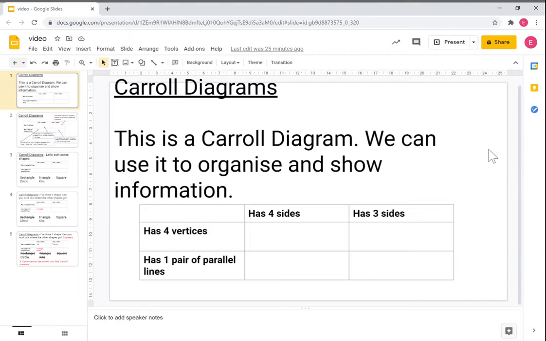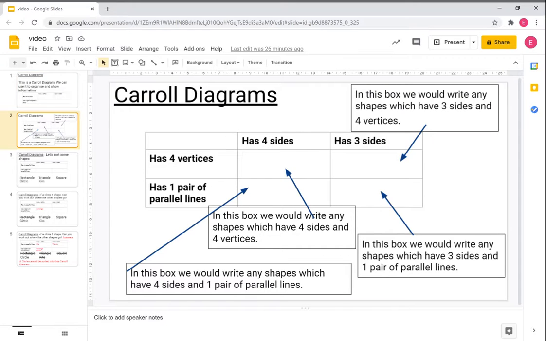We're going to continue looking at 2D shapes and how we can sort 2D shapes by their properties and organise information using Carroll diagrams. On the screen, I have an example of a Carroll diagram. We can use it to organise and show information. Each square will include information.